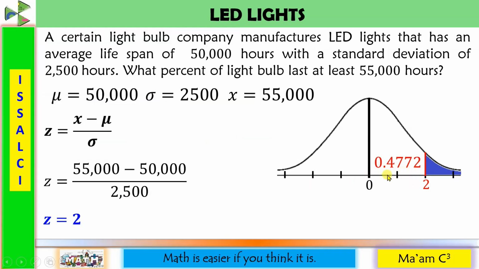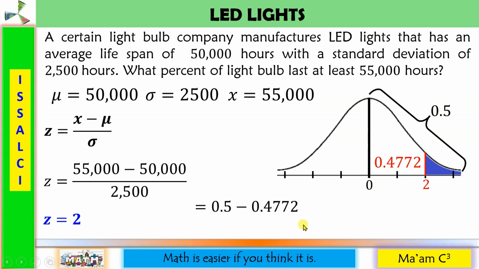But we are not after this area. We are after this area. We know that half of a bell curve is 0.5. Next step, letter C. Let us compute what is asked. We are asked to solve for the percentage of this region, and to solve that, we simply have to subtract 0.4772 from 0.5. And this will give us 0.0228. So this is the area of this shaded region here.